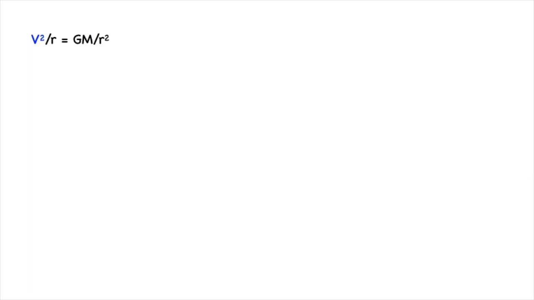With this finding in hand, we're almost done. I've created some clean workspace so we can finish up. First, let's solve this expression for v. V equals the square root of g times m divided by r. Let's draw a red box around this expression for v and save it for later.